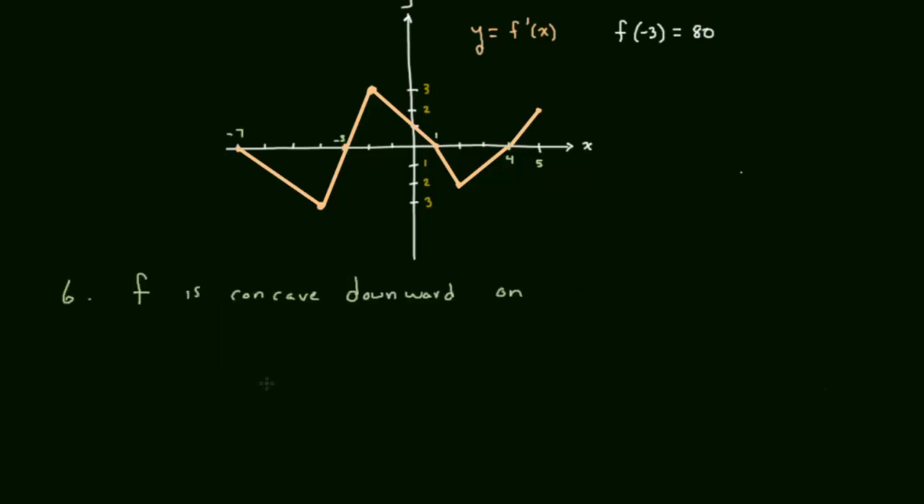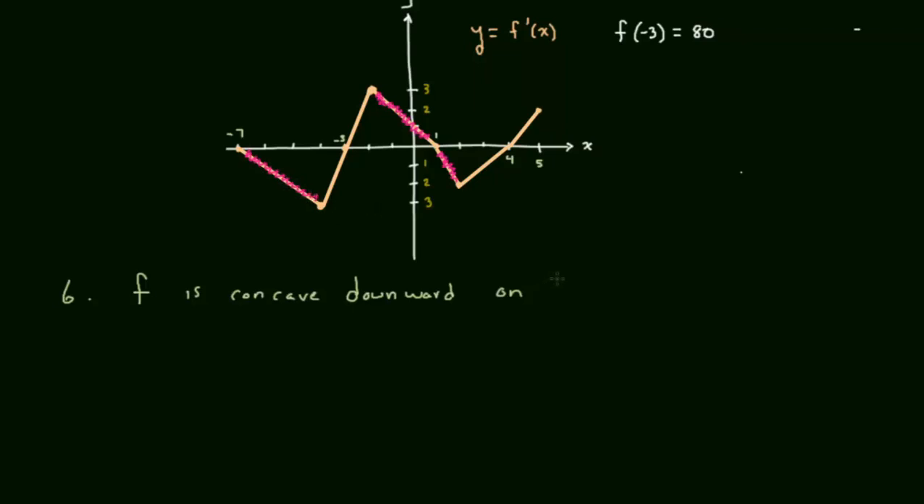Next, we want to determine in this final question where f is concave downward. Concave downward is associated with the second derivative being negative. That means the first derivative is decreasing. So that's going to be here. It's also going to be here. And it's also going to be here.